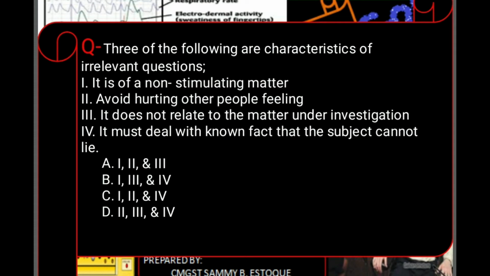Then, number 4, it must deal with a known fact that the subject cannot lie. So, yung pong katotohanan na kung saan hindi po pwedeng makapagsinungaling yung pong subject ng polygraph examination, at alam mo na yung pong kanyang kasagutan. Yun po yung characteristics ng irrelevant question. It should not be stimulating, it should not relate to the matter under investigation, and it must deal with known facts, and the subject cannot lie on it. Yan. Next question.